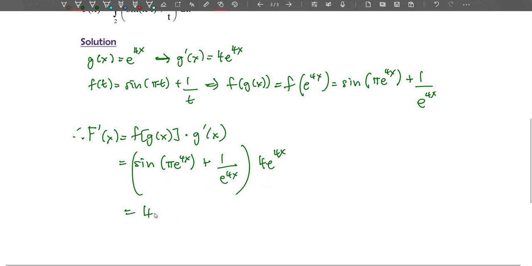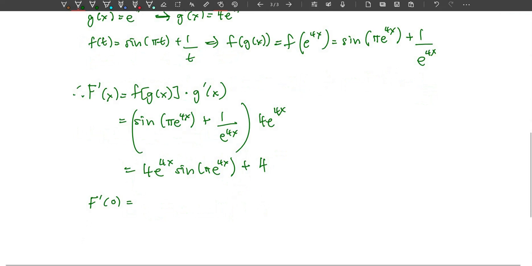This one can be simplified into 4 e to the power 4x sine pi e to the power 4x plus 4. Next, we need to find f prime 0, which means we just substitute 0. We have 4 e to the power 0 sine pi times e to the power 0, plus 4, which is 4 times sine pi plus 4.